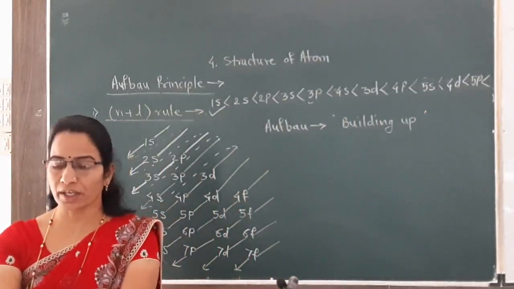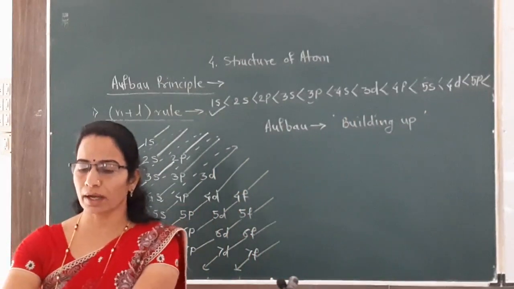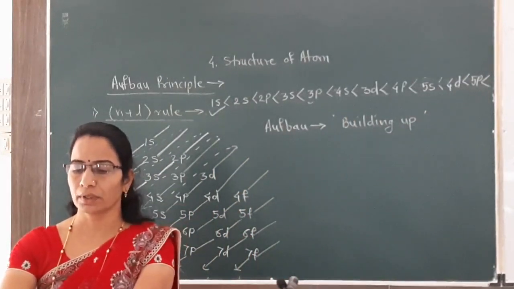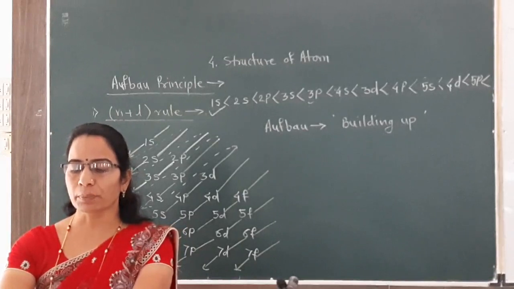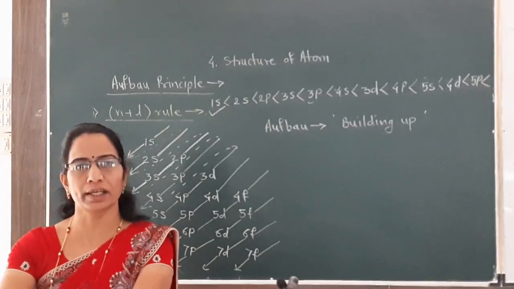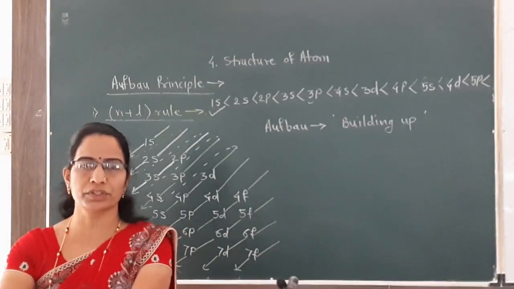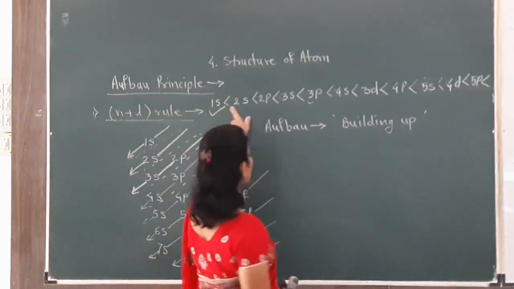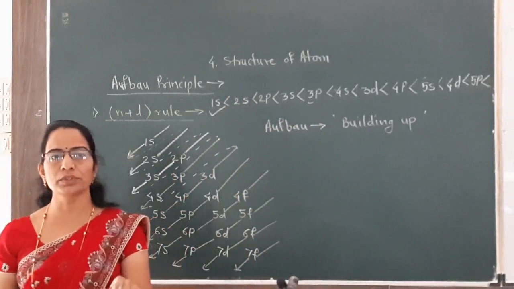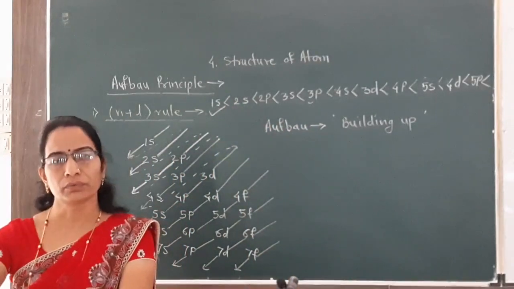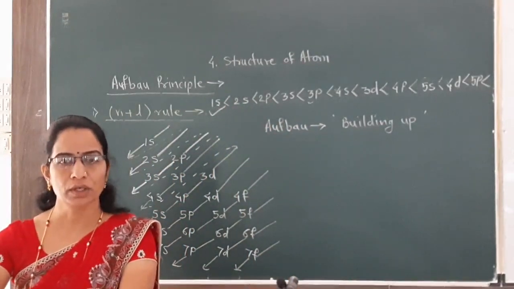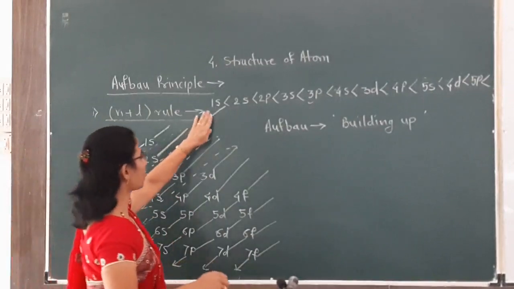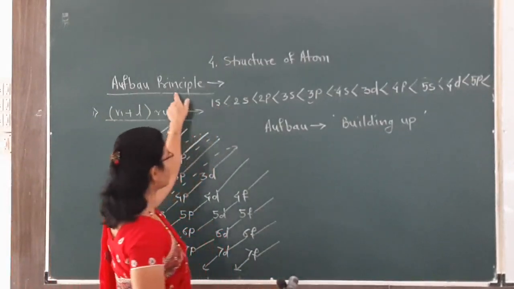Above is a German word, not a Greek word, and its meaning is building up. Building up means the filling of orbitals with electrons in the ground state of an atom. Now, how the orbitals are filled with electrons, we will see here.